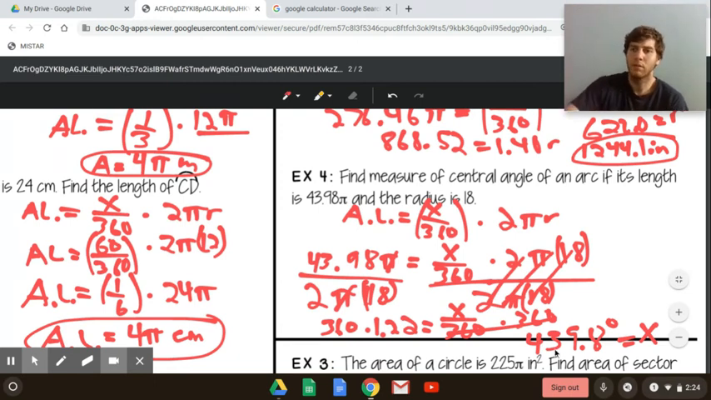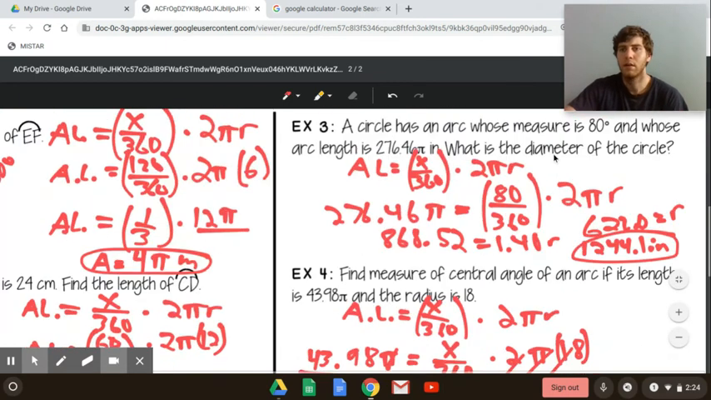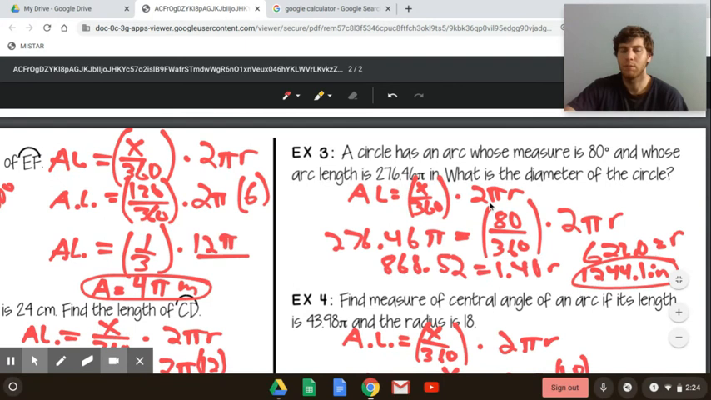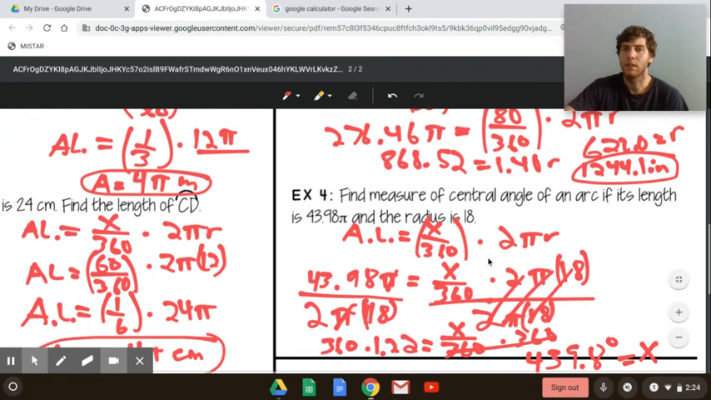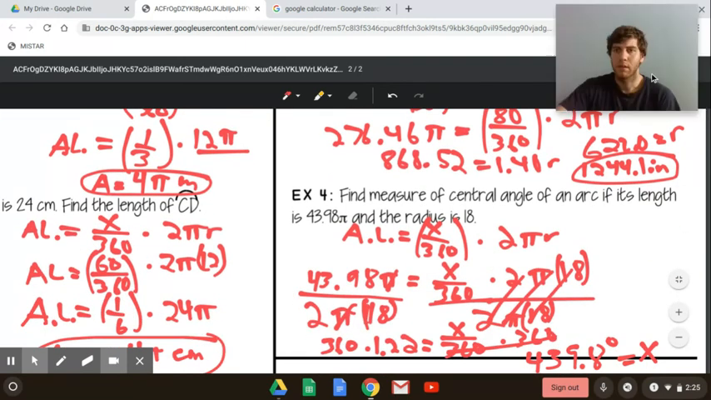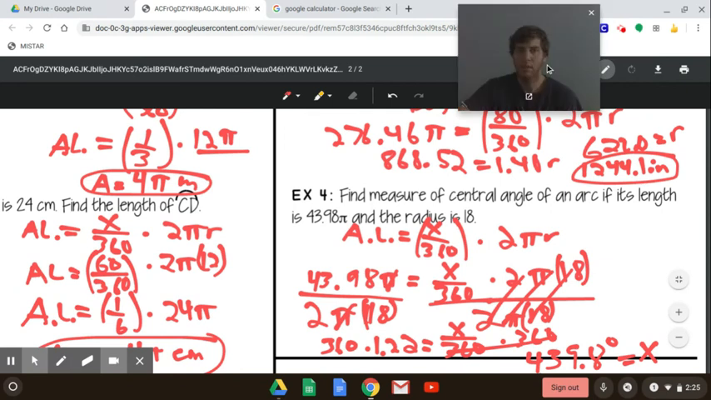All right, so you can use this formula to find the arc length. If they give you the arc length, you can then use it to find the radius or diameter like we did in example 3, or to find the central angle like in example 4. Okay, so that's the notes for arc length, and then we'll have a separate video for the sector area. We don't want to make it too long.